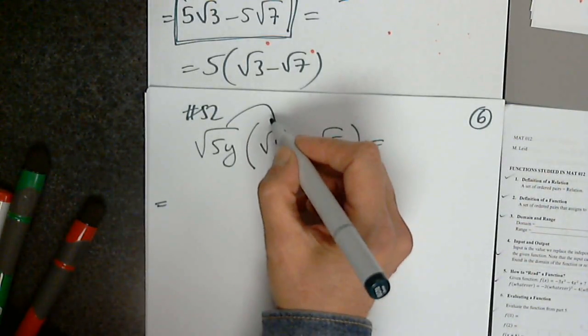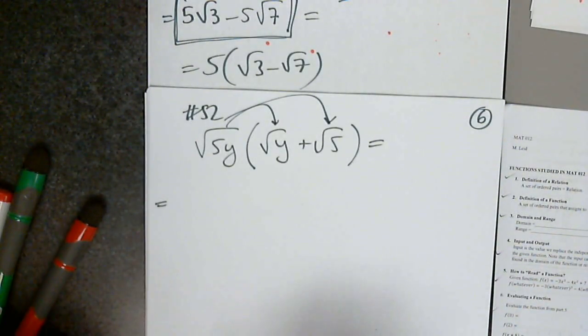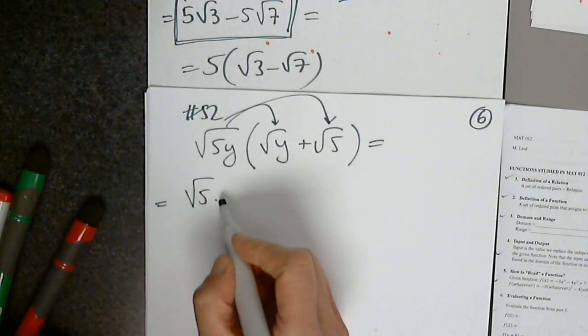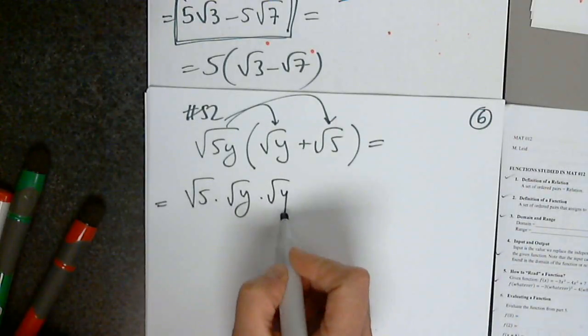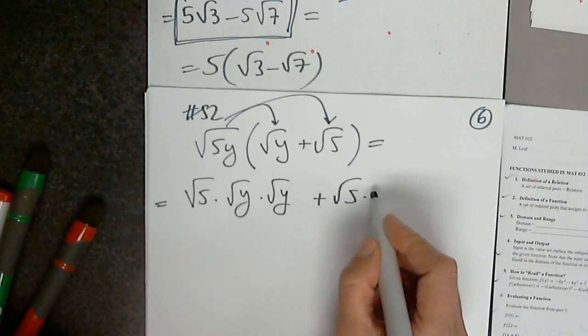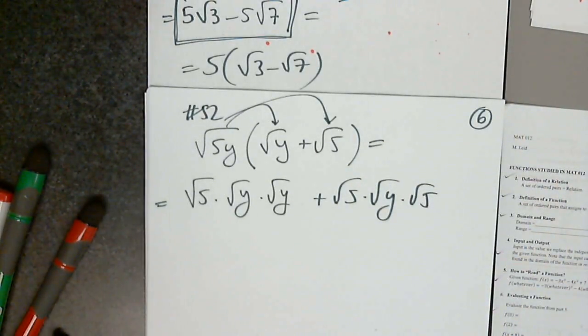So what I have to do is, again, distribute. But I would like to distribute wisely. Or you can write it in several steps. You don't have to do it in one step. So I will have the square root of 5 times the square root of y times the square root of y, and then plus the square root of 5 times the square root of y times the square root of 5. Assume all variables are positive here. What do I do?